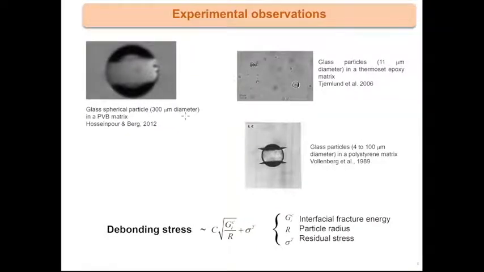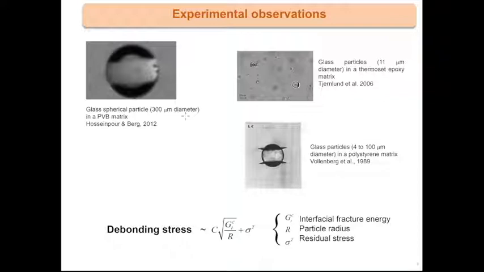This was shown in some experiments here. Most of the experiments are made from glass particles in a polymer matrix. And you can see here the debonding zone, the debonded zone. Sometimes you also have a debonding, and then you have crack kinking into the matrix.